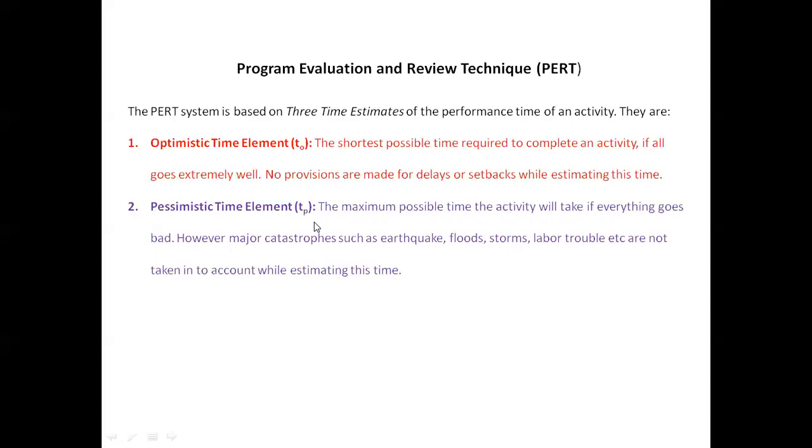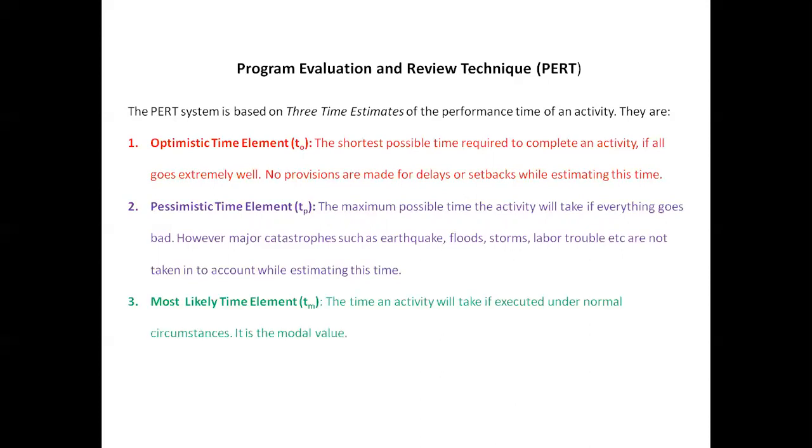The pessimistic time element includes the time required for the execution of the activity along with the time which will be consumed by the problems, hurdles, or adversities which possibly occur during the execution of the individual activities. So that is why the total time allotted in the pessimistic time is maximum compared to the other two, but it does not consider any other randomly occurring problems such as earthquakes, floods, storms, labor trouble, etc.